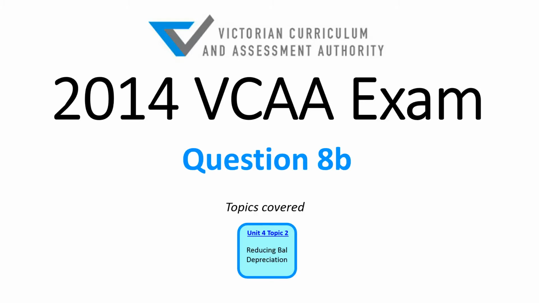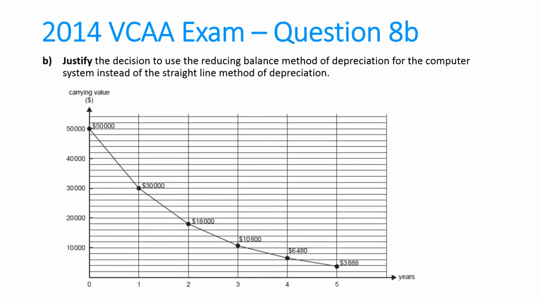8B looked at reducing balance depreciation, and it was similar to the first question, however it looked at it from a theoretical standpoint. What you were given was this graph of the carrying value of a computer. And in case you weren't sure, it actually told you that they've used a reducing balance method of depreciation.